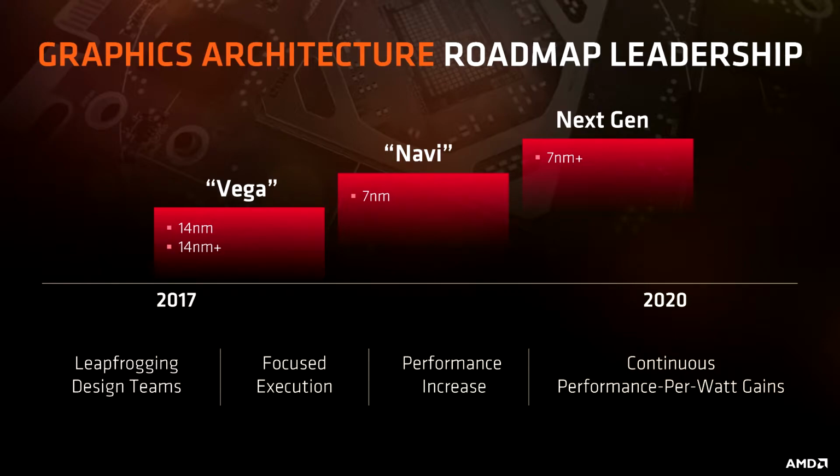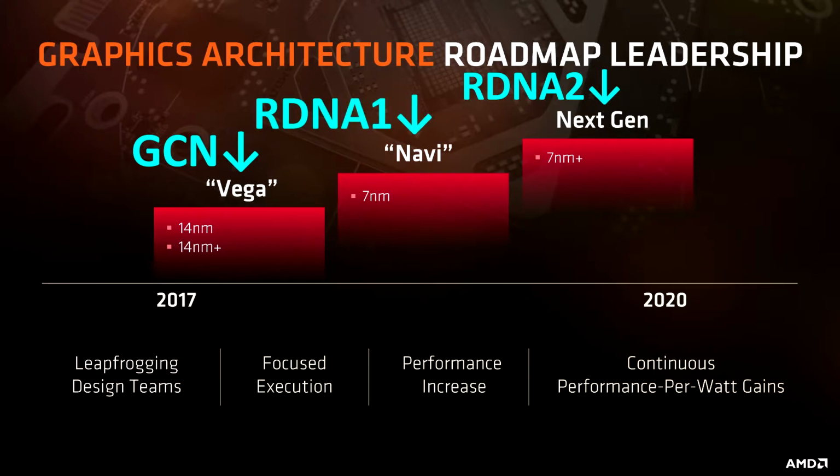So let's start with what is RDNA. RDNA is AMD's next generation graphics architecture. It is a full redesign of its predecessor GCN. Before we talk about the brand new RDNA2, however, we must talk about what came before it, which was RDNA1.